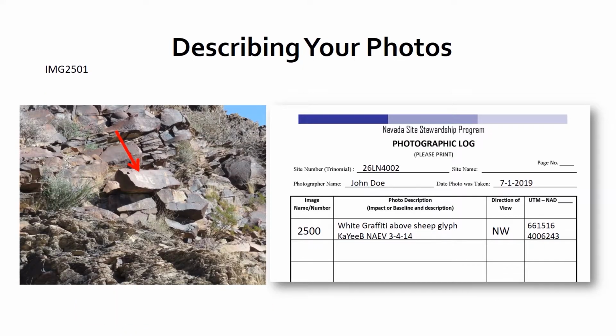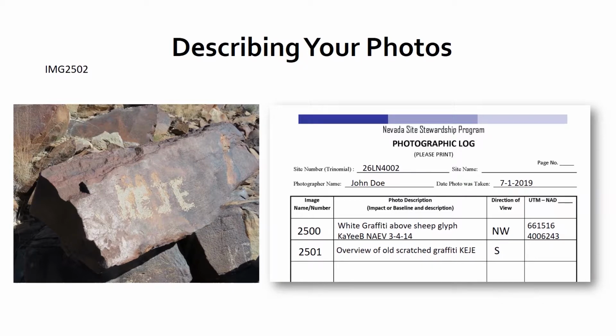It's also good to get overview pictures of where damage occurred, because sometimes it's difficult to see what you're taking a picture of. So we need an overview picture of the impact, like here, the overview of old scratch graffiti, and then a close-up picture of that graffiti. That way we know when we're standing at that point what we're looking for and the severity of the impact.